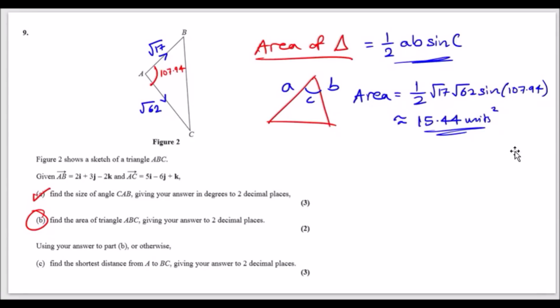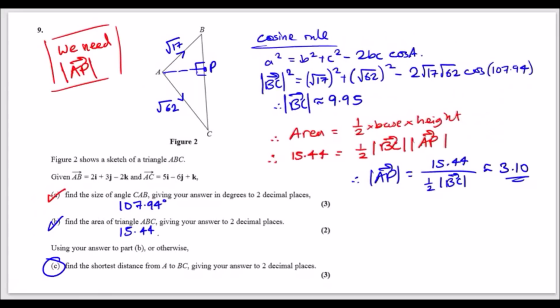That's it. You don't actually have to write units squared, but I usually do, it's just something I'm used to doing. You can write units as well to give it some type of unit at least. Now let's look at part C. It's the shortest distance. So here are the values, and let's have a look. Find the shortest distance from A to BC, giving your answer to 2 decimal places.